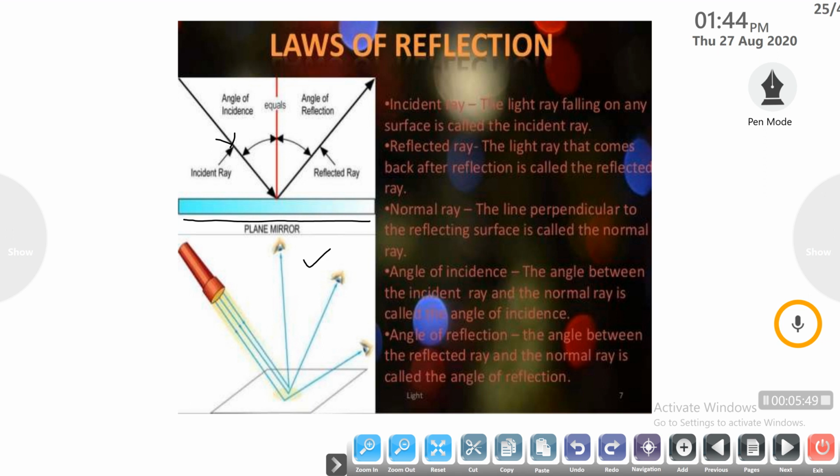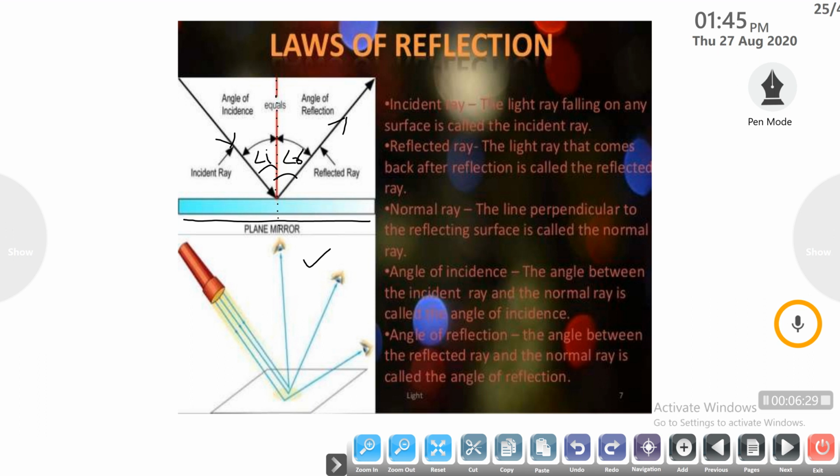So the light ray that comes back after the reflection is called the reflected ray. And the imaginary line that we draw perpendicular to the mirror, or the line perpendicular to the reflecting surface, is known as the normal. Next is the angle of incidence. The angle between the incident ray and the normal is called the angle of incidence. This is the angle of incidence. The angle between the normal and the reflected ray is called the angle of reflection.